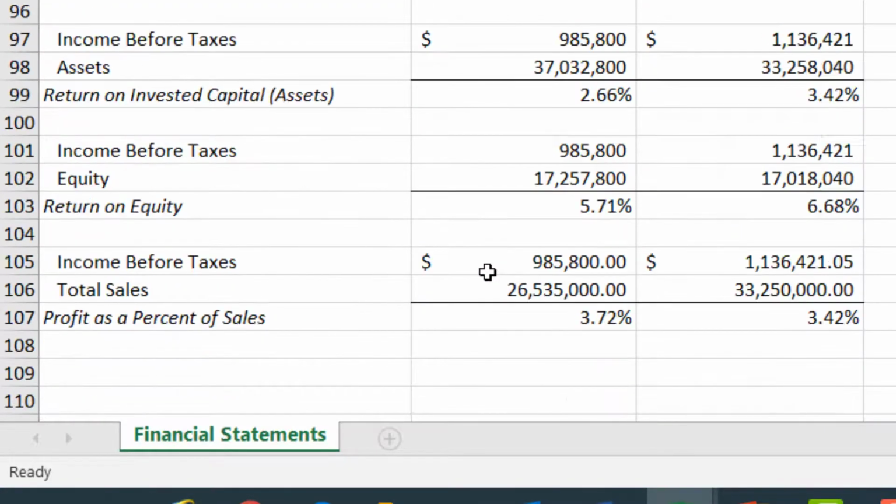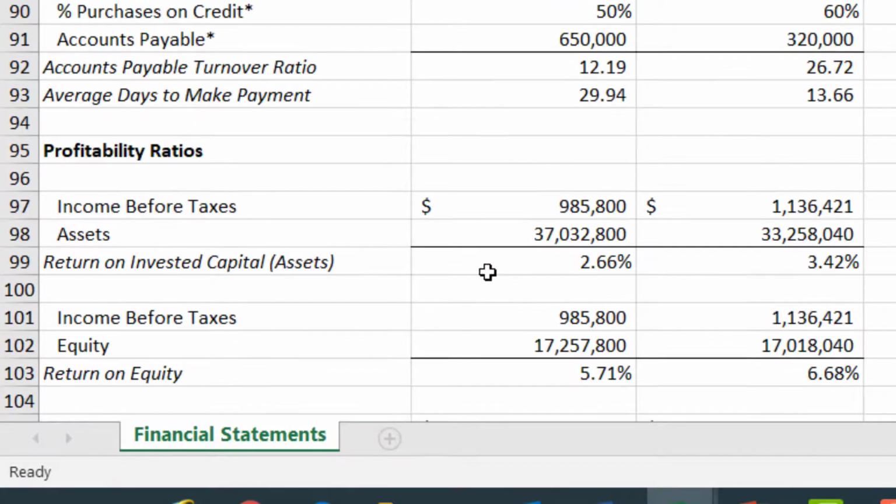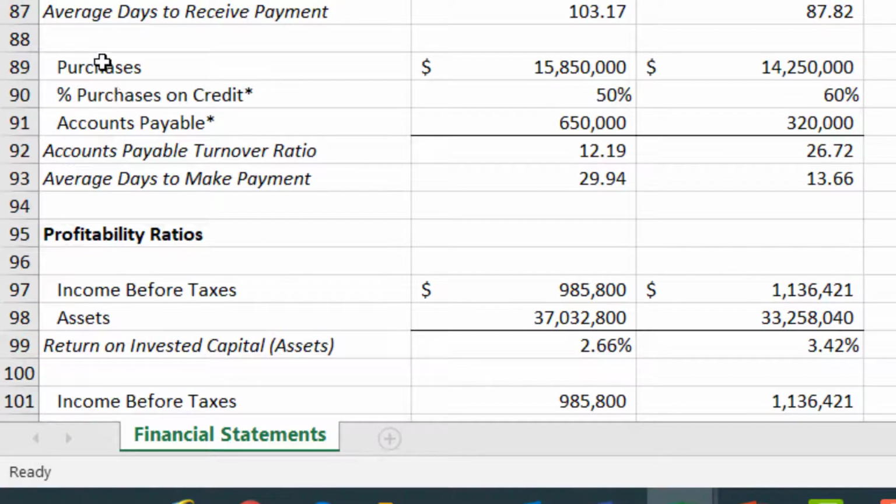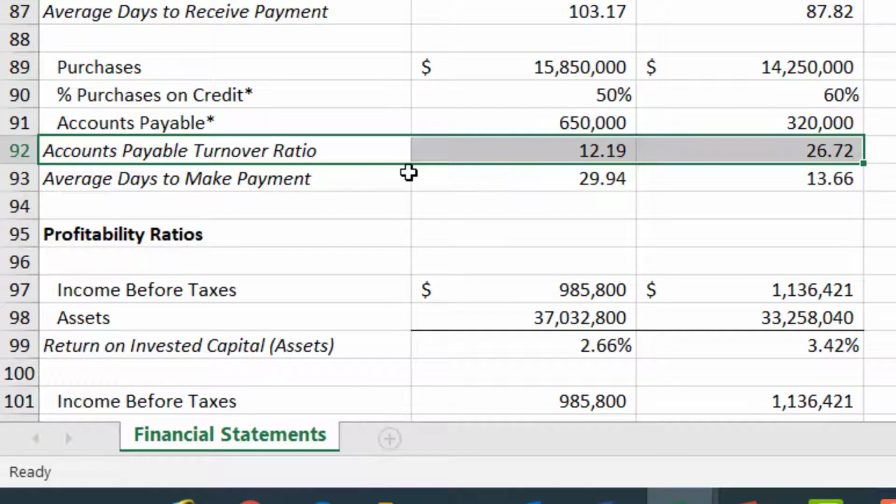So let's scroll back down to our activity ratios. All right, where do we go? There we are. Now, the next thing is the accounts payable turnover ratio. So this is kind of the opposite of the accounts receivable turnover ratio.